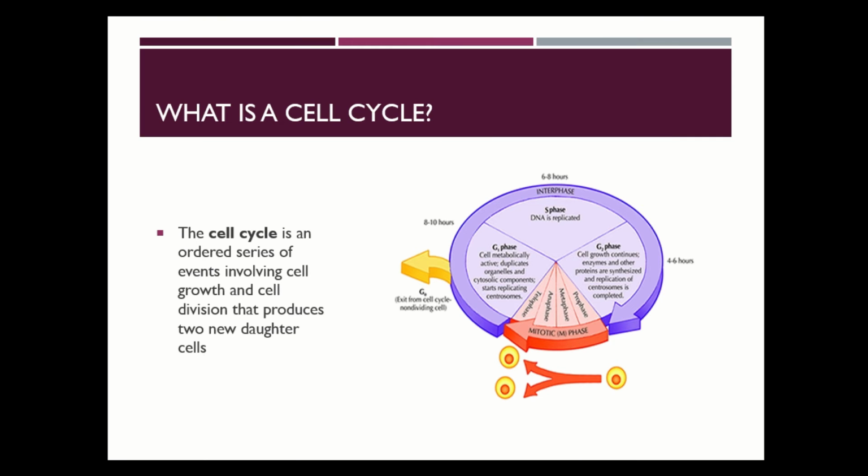So what is a cell cycle? The cell cycle is an ordered series of events involving cell growth and also cell division that produces two new daughter cells. So every cycle, merong napoproduce na daughter cells, which is two. That is for the cell cycle.